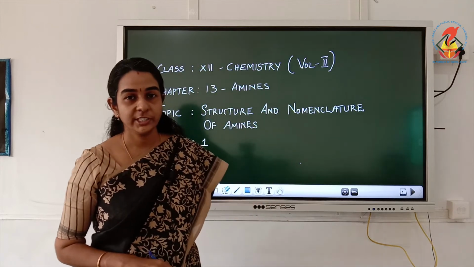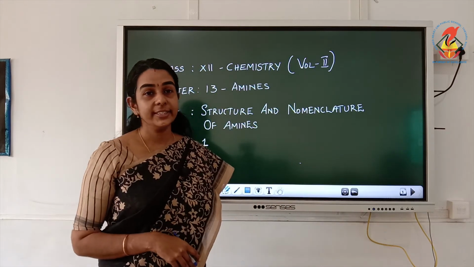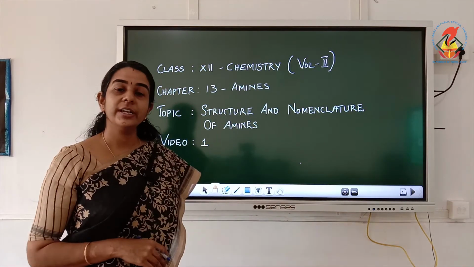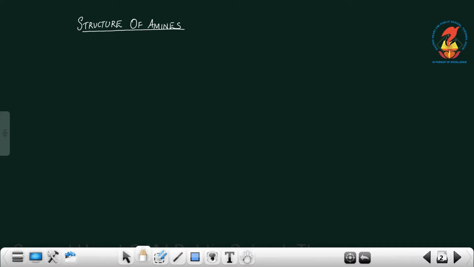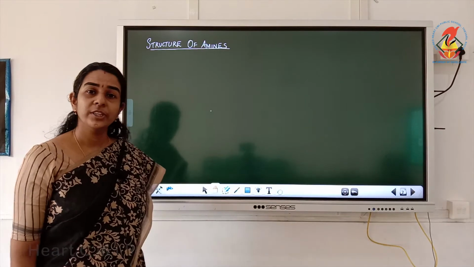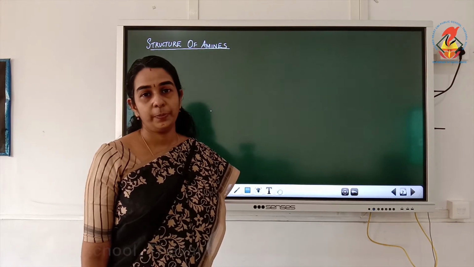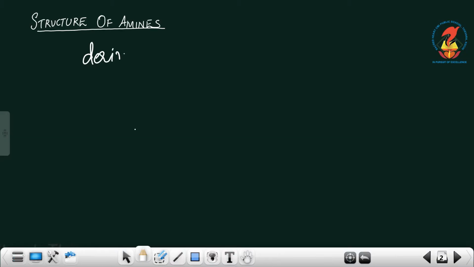Today we are going to start a new chapter in organic chemistry, that is amines. And first we have the structure and nomenclature of amines. What about the structure of amines, or what is the amine functional group? Amines can be considered as derivatives of ammonia.